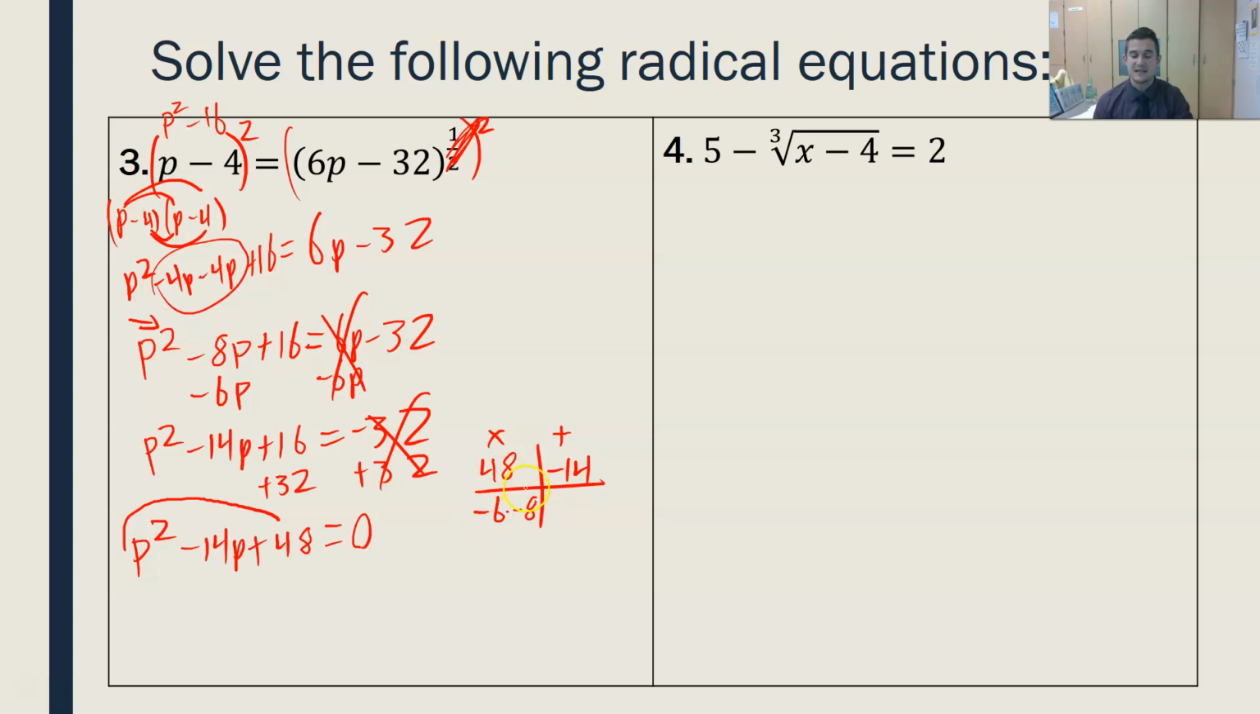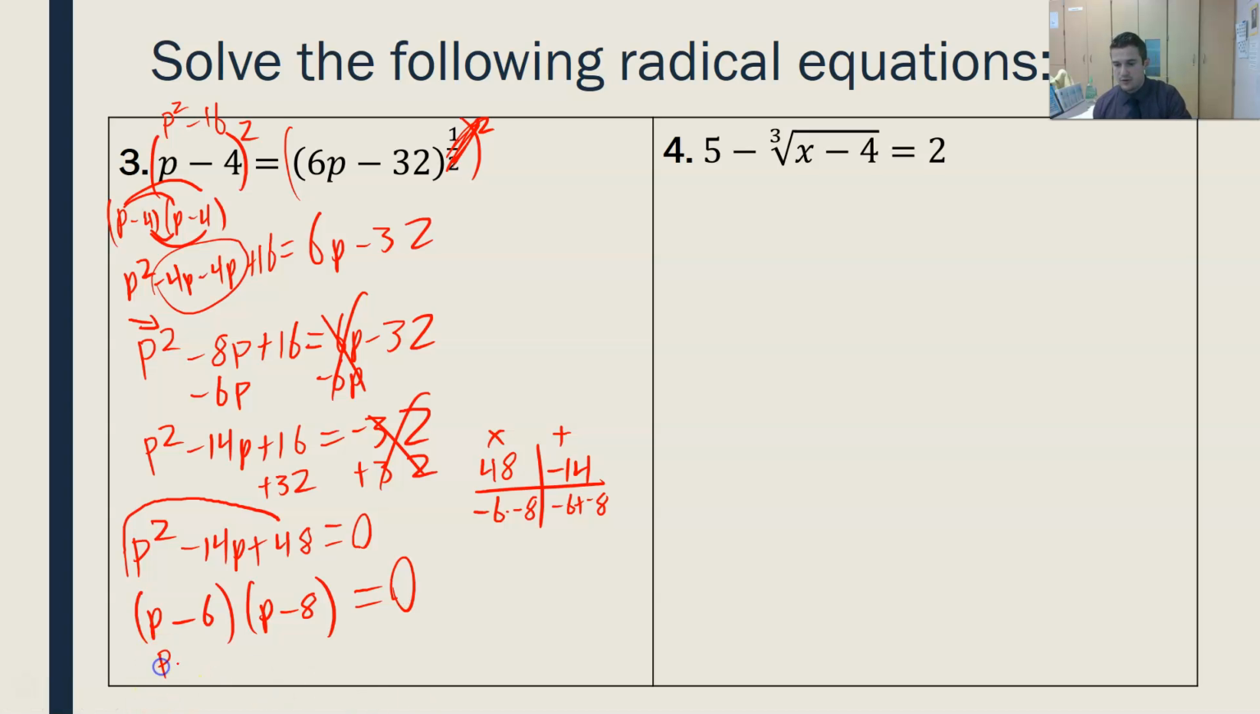Negative 6 times negative 8 is a positive 48. Negative 6 plus negative 8 is negative 14. So in my parentheses here, I have p minus 6 over 1, p minus 8 over 1, because a is equal to 1 here, but in this case, that doesn't even matter. So I have p minus 6 times p minus 8 equals 0.